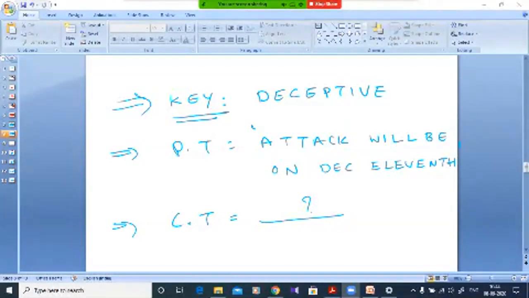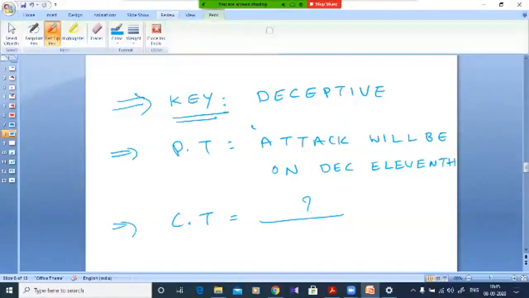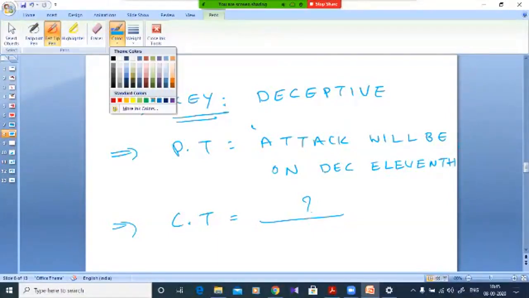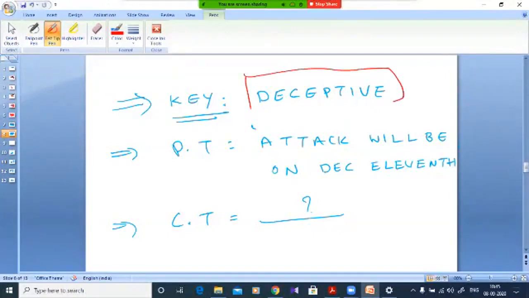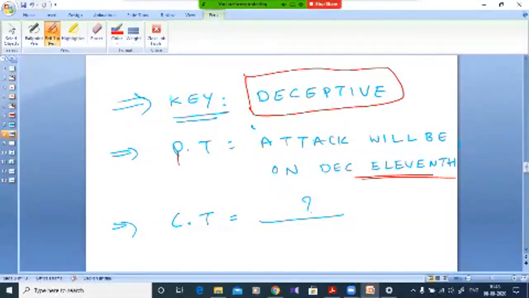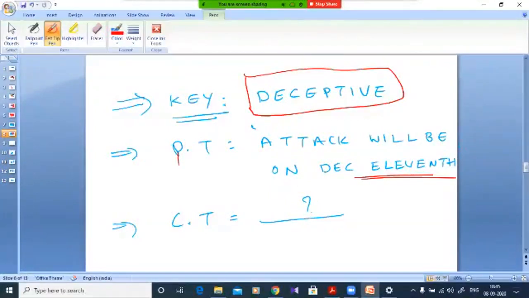The key is deceptive. The plain text is: Attack will be on December 11th. You need to convert it into ciphertext and post it in the chat box with your roll number in brackets. Or if you want somewhat short, you can put it as a 10 also. Okay.